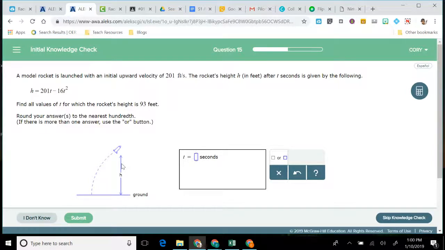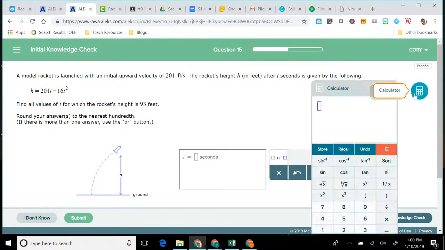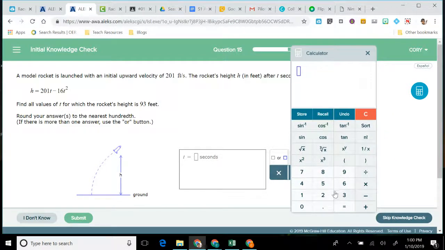X equals negative 201 plus or minus the square root of 201 squared. They're trying to kill me. There is another way to do this, but I don't remember it right now. I don't remember how to do it off the top of my head. I got 10 minutes. I got to get this done. I'm probably at least 70% right now.